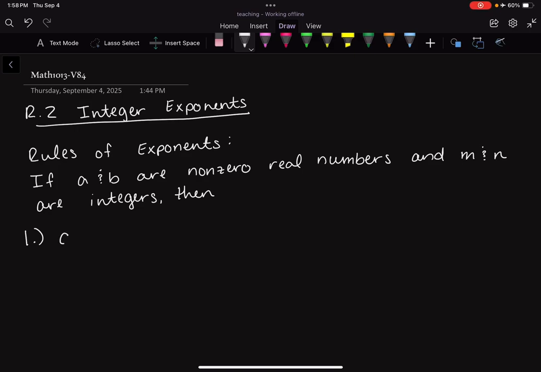So first we have, if we have A to the power of M times A to the power of N, if we have two things with the same base, we can add the exponents together. So multiply two things of the same base, you add the exponents. If we are dividing two things with the same base, we can subtract the exponents.